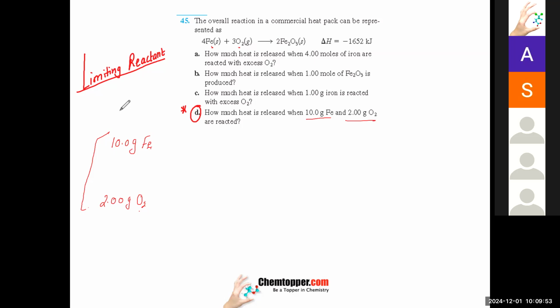So how to calculate the limiting reactant? I have given you 2-3 methods. Here I'm going to convert my grams of Fe to kilojoules using this ratio, 4 moles to this value. I'll get the kilojoules. I'll do the same thing with O2. Then I'll see which one is giving me less amount of energy. Then I'll say, okay, this is my limiting reactant, and this is the amount of energy released when these two are heated together with this amount.